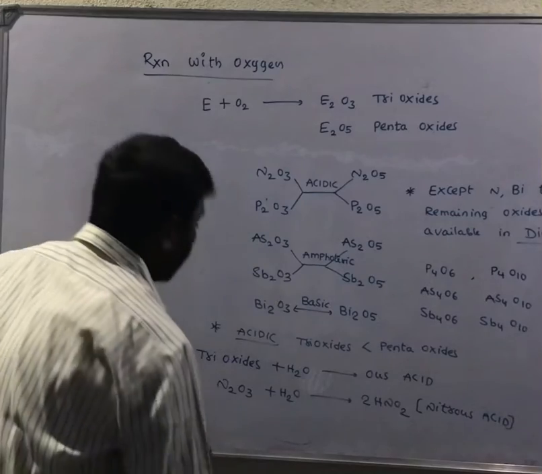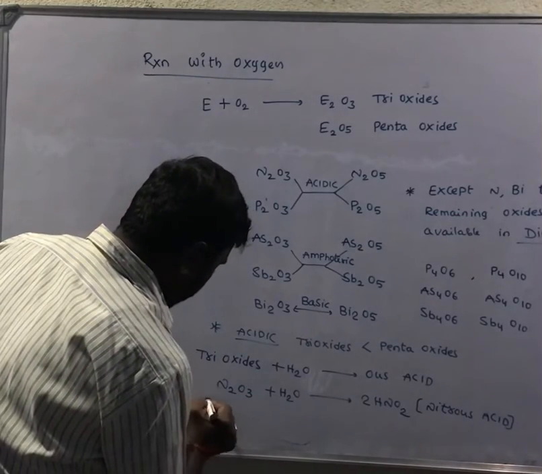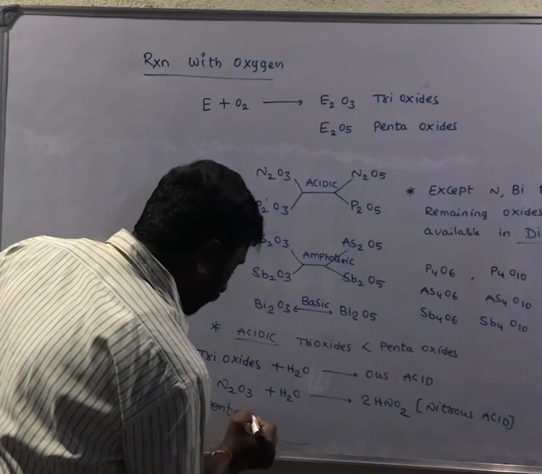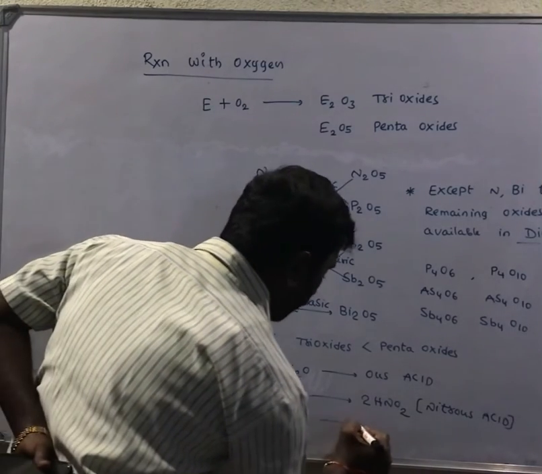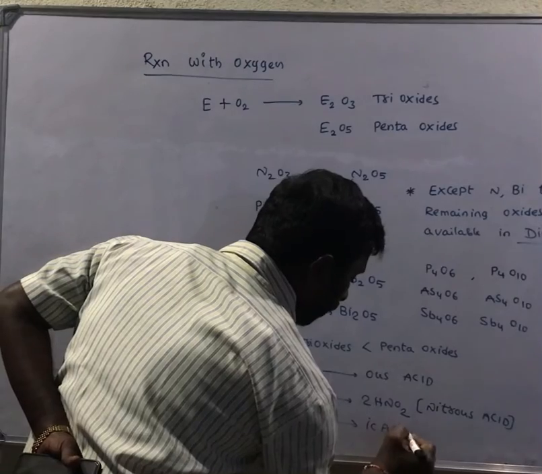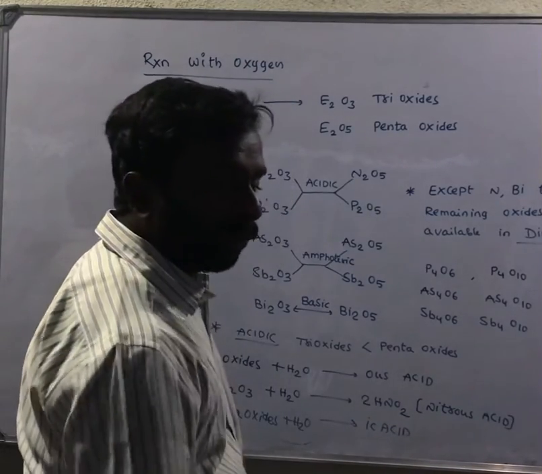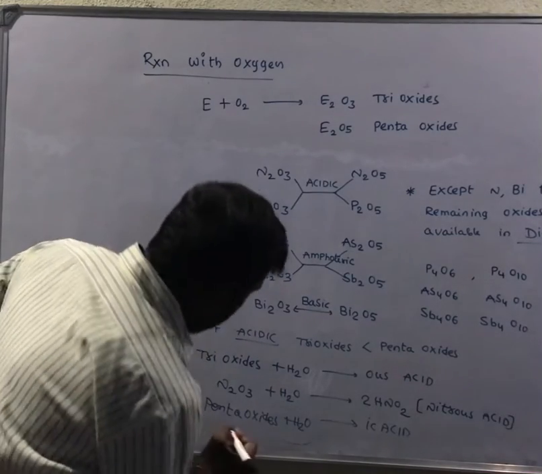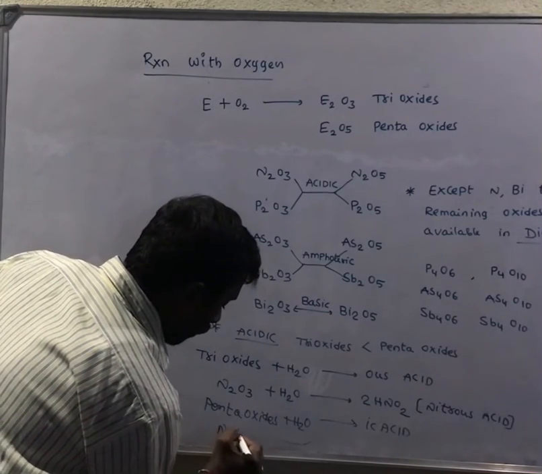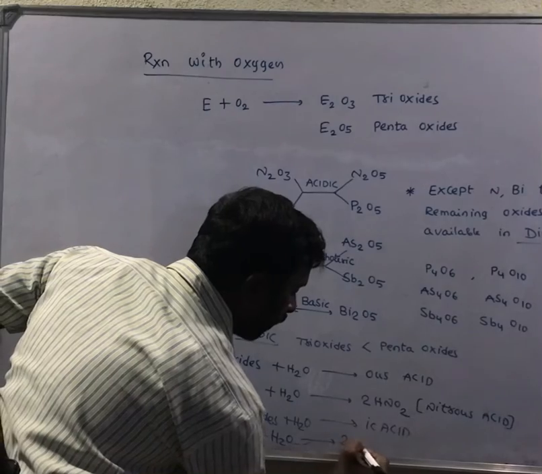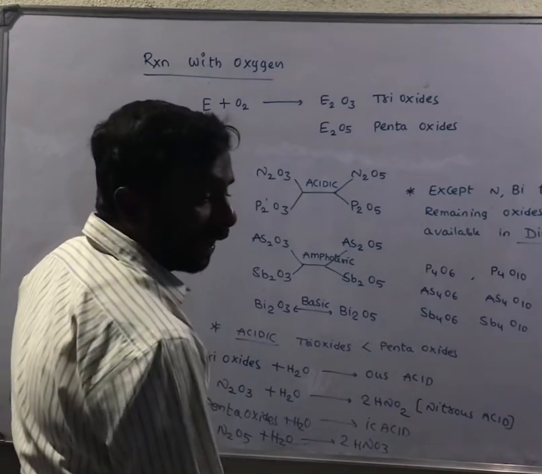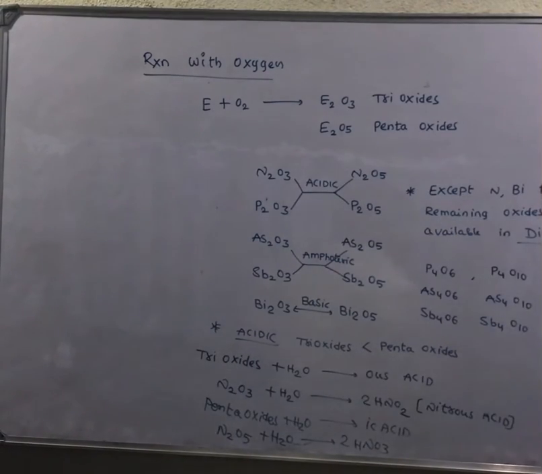Now considering pentoxides, the pentoxides dissolve in water to form -ic acids. The pentoxide formula is N2O5. This dissolves in water to form 2 moles of HNO3, nitric acid. Trioxides give -ous acids; pentoxides give -ic acids.